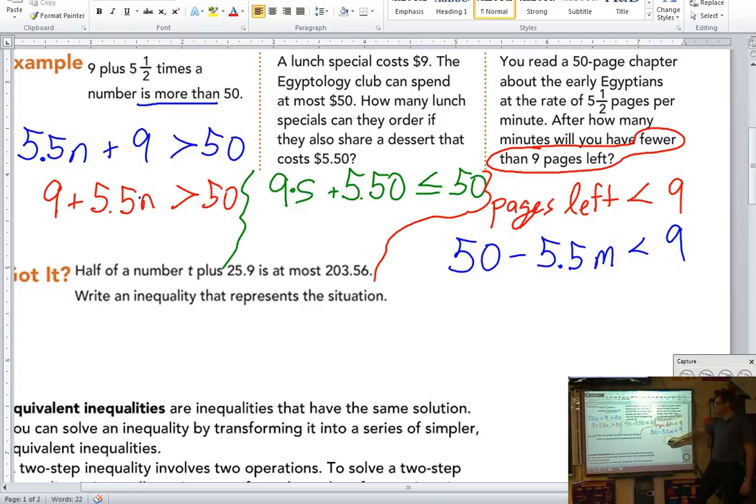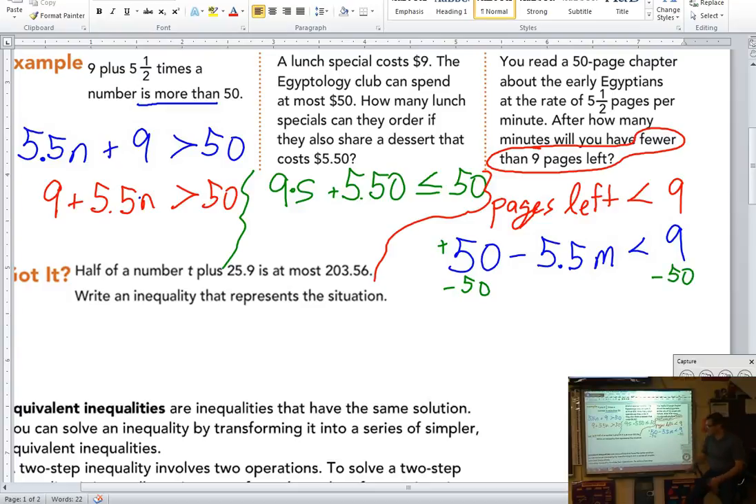We first undo addition or subtraction. What is being added or subtracted on the variable side? Ozzy? The 50 is what's being added or subtracted. It is a positive value. So the first thing we do to solve over here is subtract 50.